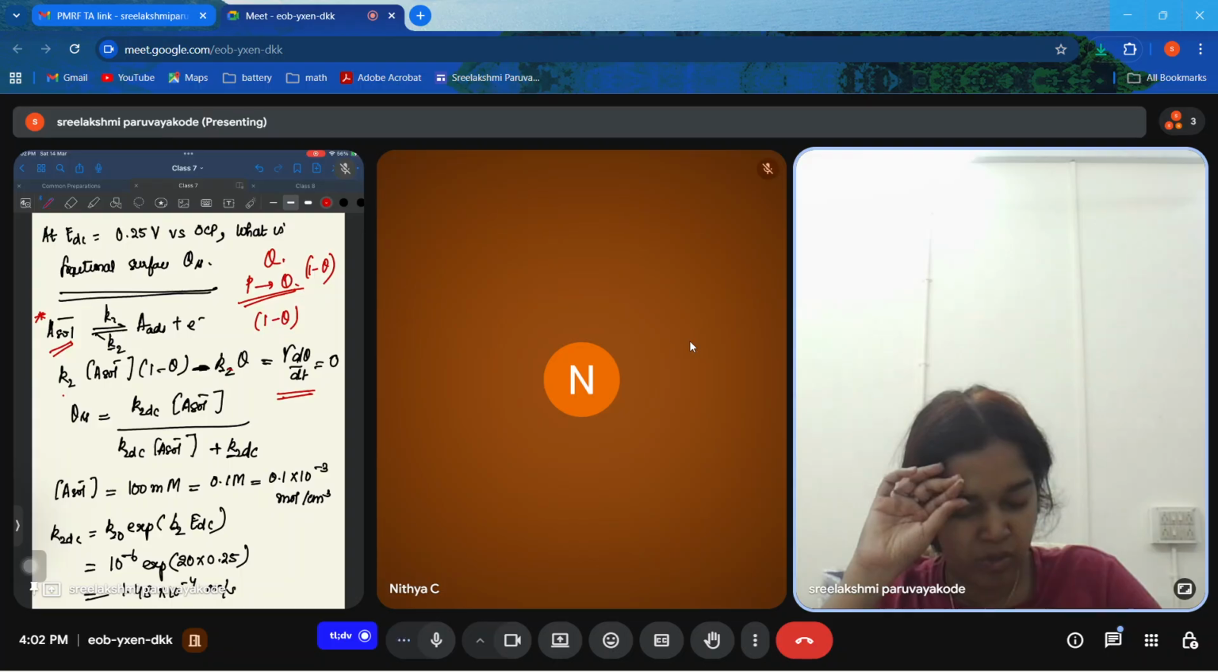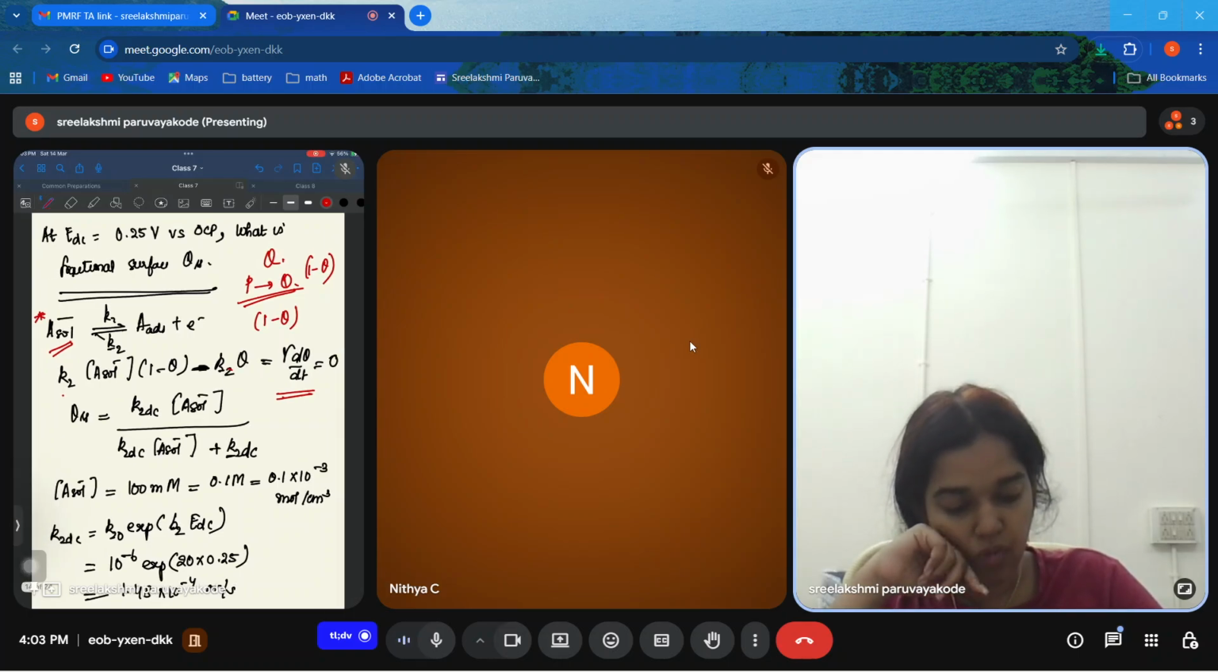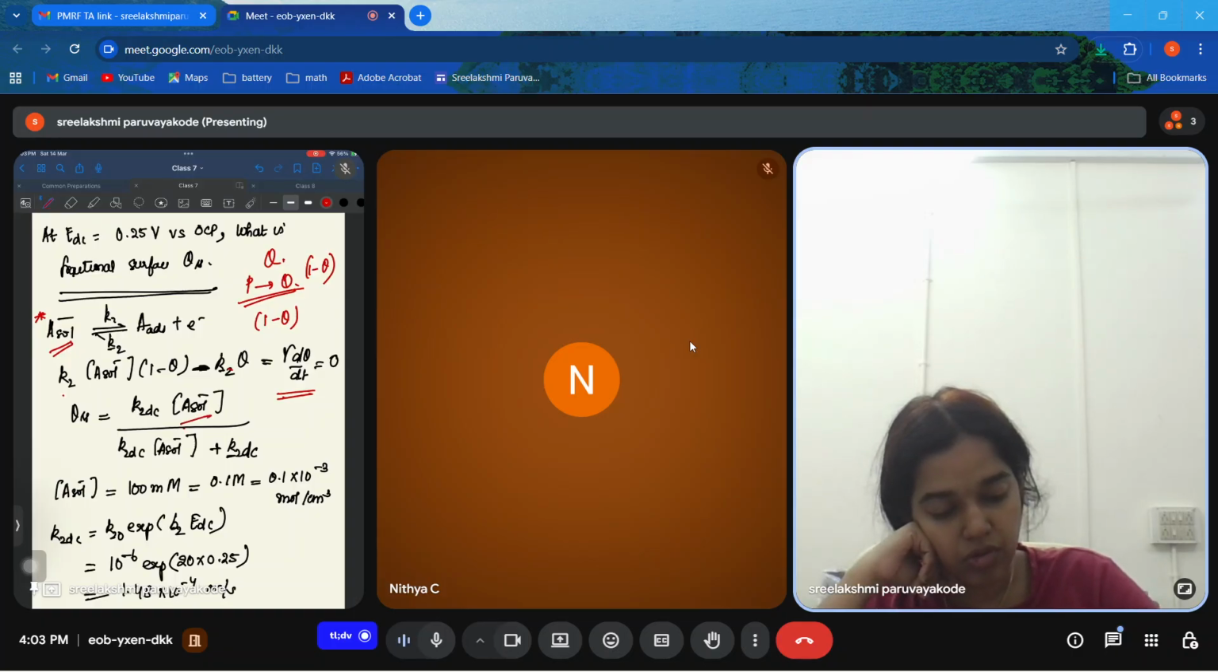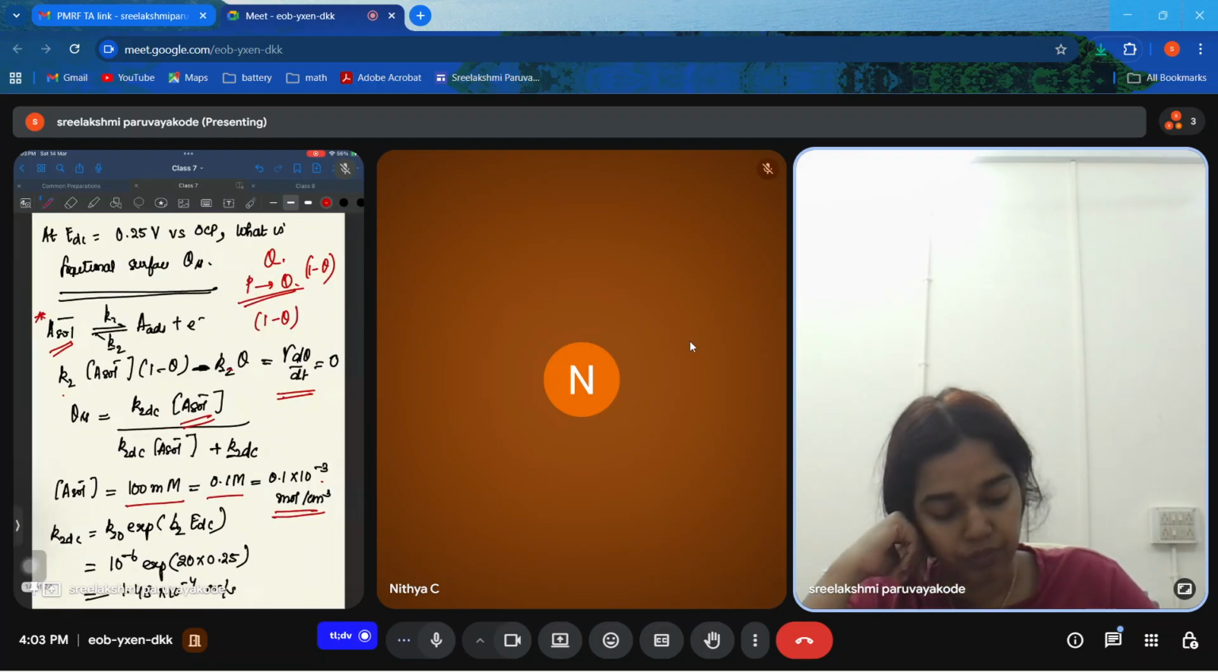When I'm equating to 0, theta value becomes theta SS. Rearranging, we get something like K2 dc A solution minus by K2 dc into A solution minus plus K minus 2 dc. Okay. Now, which are the values you need? A solution is 100 millimolar, which is 0.1 molar, into 10 to the power minus 3 mole per centimeter cube. Why are we solving it in mole per centimeter cube? Because K10 and everything is given in centimeter per second.